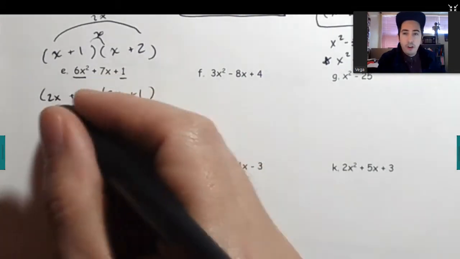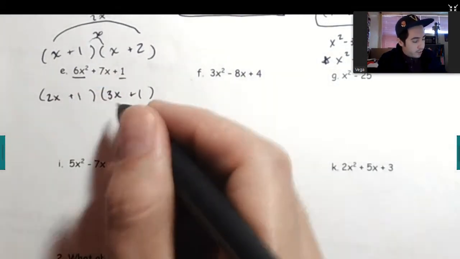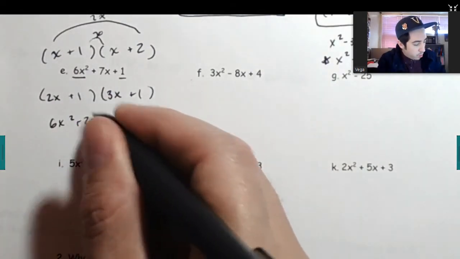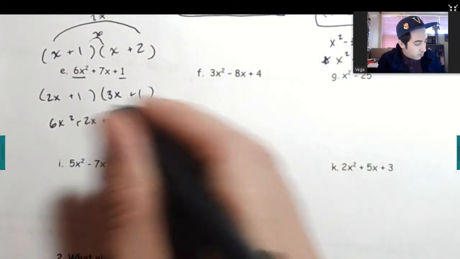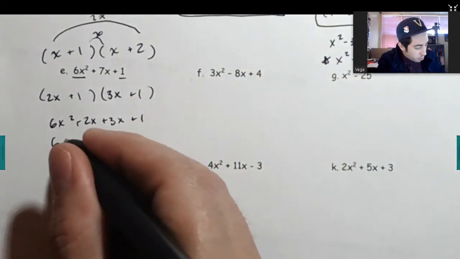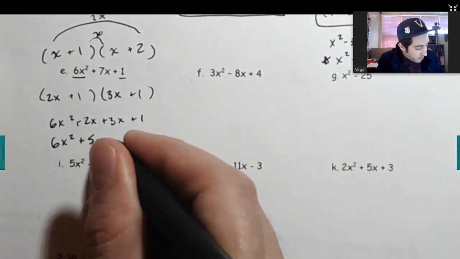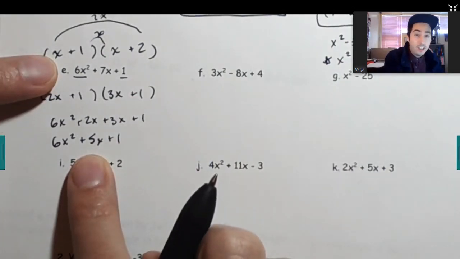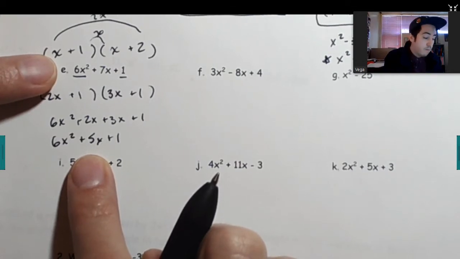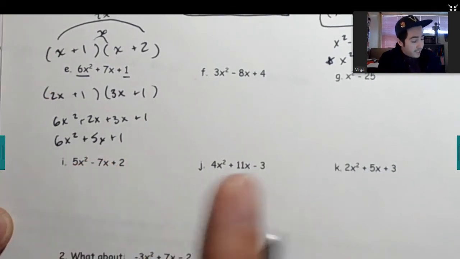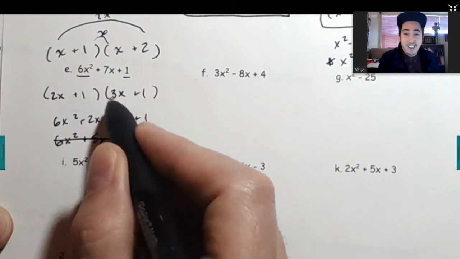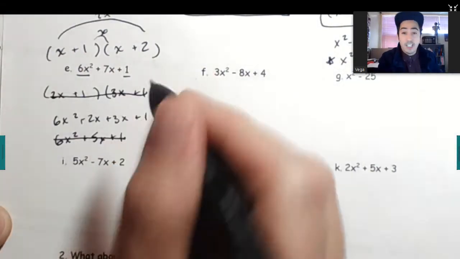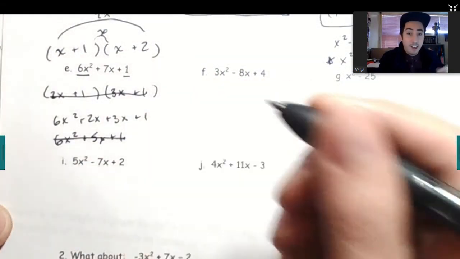So let's FOIL this out together. 2x times 3x is 6x squared. 2 times 1 is 2. 1 times 3 is 3. 1 times 1 is 1. You end up with 6x squared plus 5x plus 1. Is that what we started off with? No, it's not. So we're wrong. That's okay though, because now I know that this is not right. I wasn't sure to begin with, so I checked. Now I know it has to be another possibility.